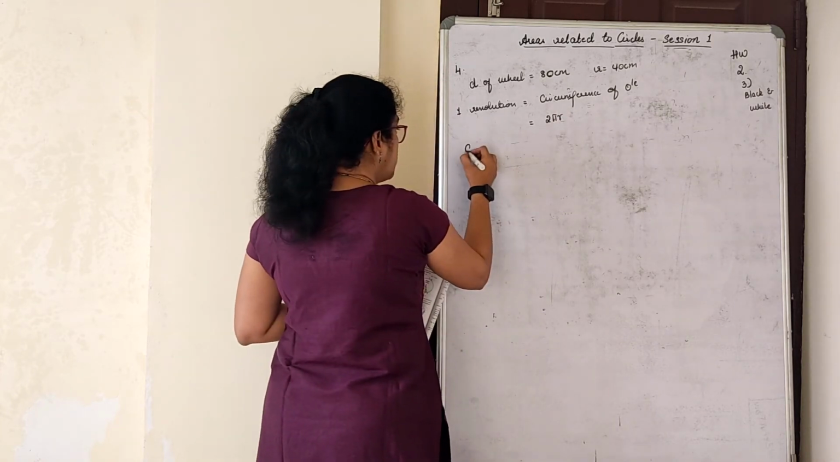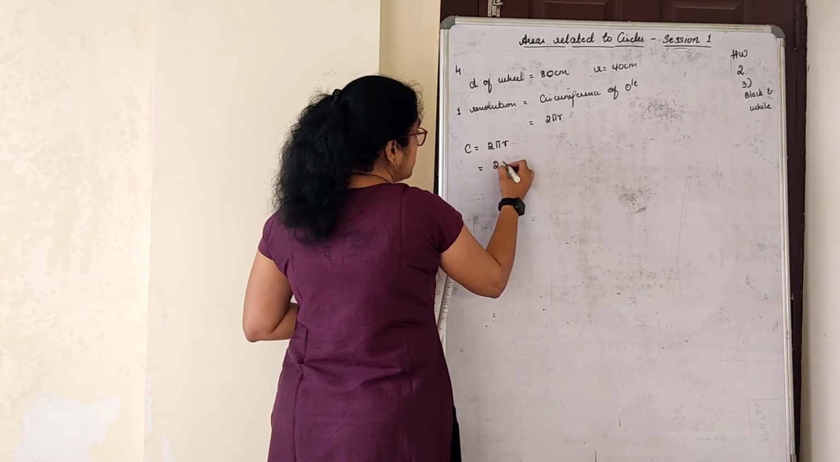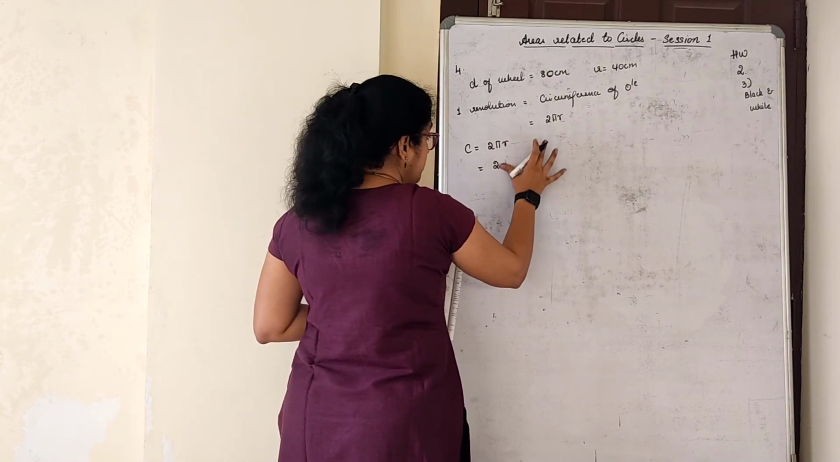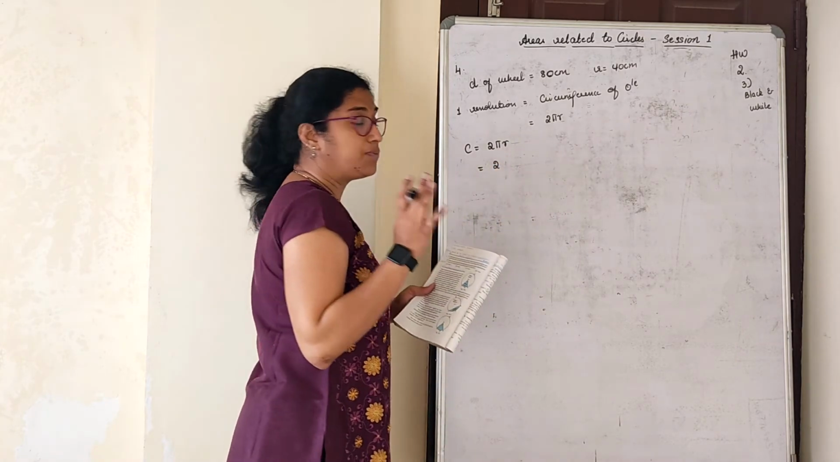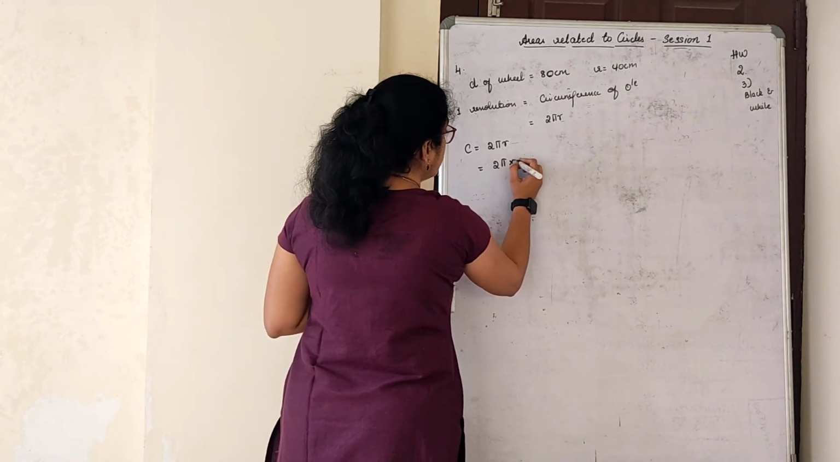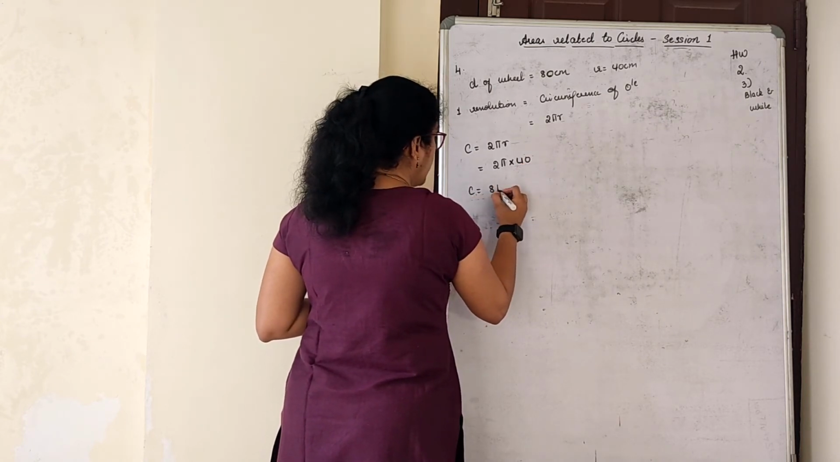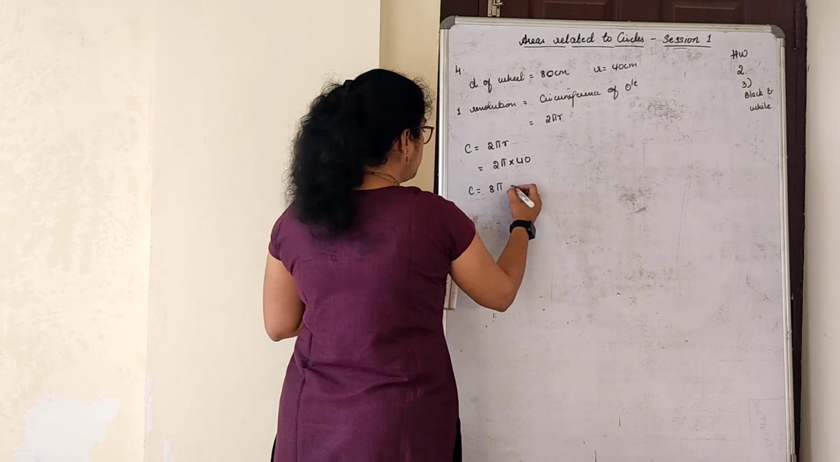So let us find out the circumference, which is equal to 2 pi r, that is 2 into pi. Keep pi as it is, children, because later finally at once we can calculate it until it is not divisible. 2 pi into r, which is 40. So circumference is equal to 80 pi centimeter.